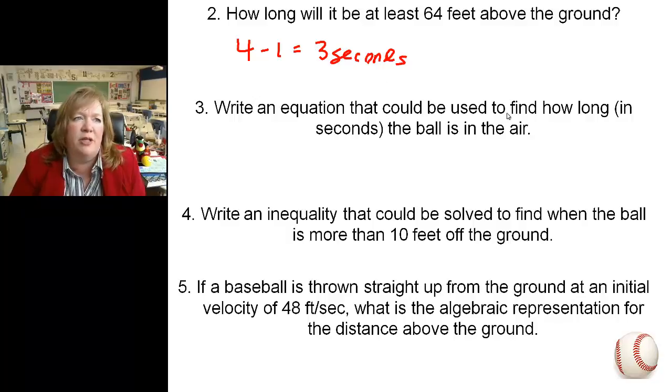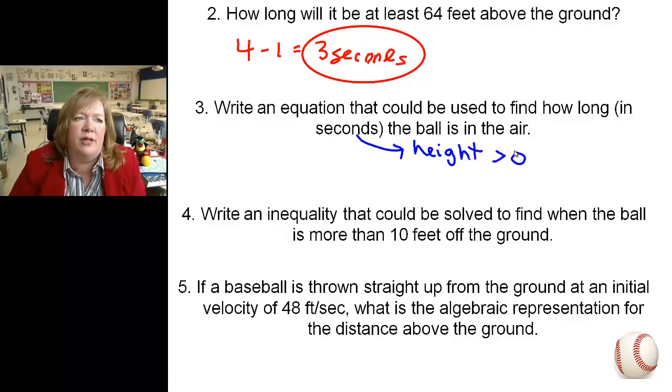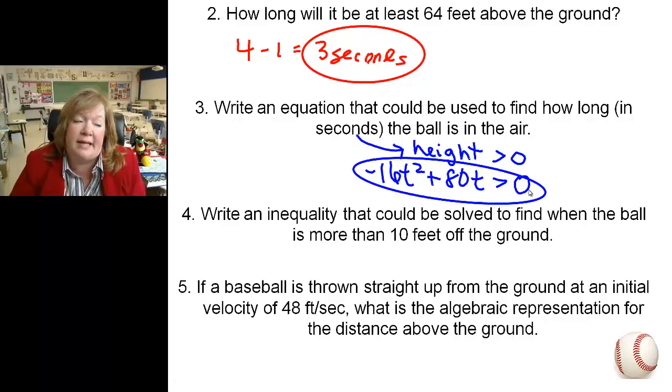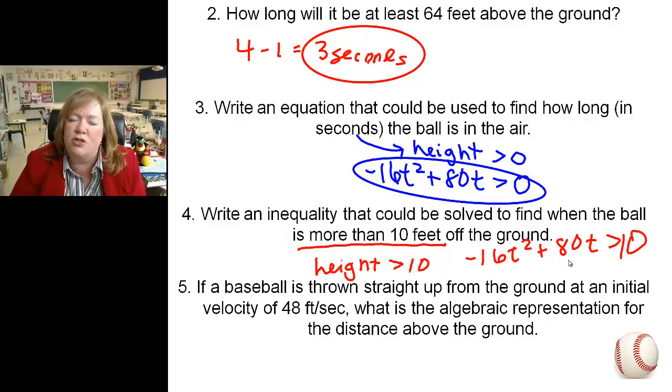Write an equation that could be used to find how long the ball is in the air. Well, that would be when the ball is above 0 feet. So when you do this one, the height has to be greater than 0. So we'd have negative 16t squared plus 80t is greater than 0, and we would solve that one. When is it more than 10 feet off the ground? Well, more than 10 feet would mean this height would have to be greater than 10. So the height, negative 16t squared plus 80t, would have to be bigger than 10.